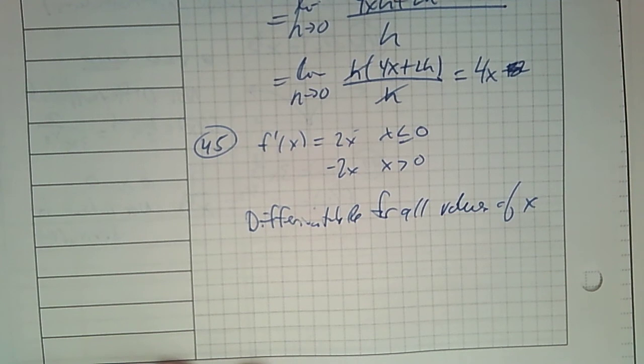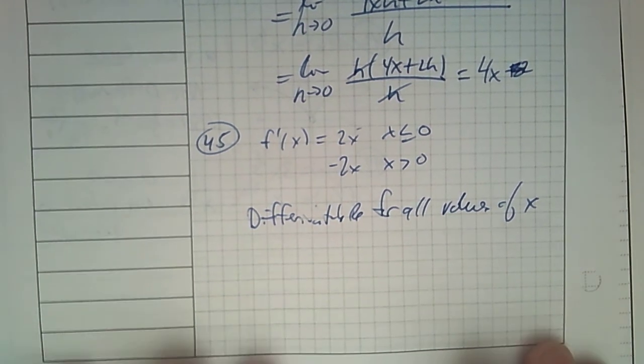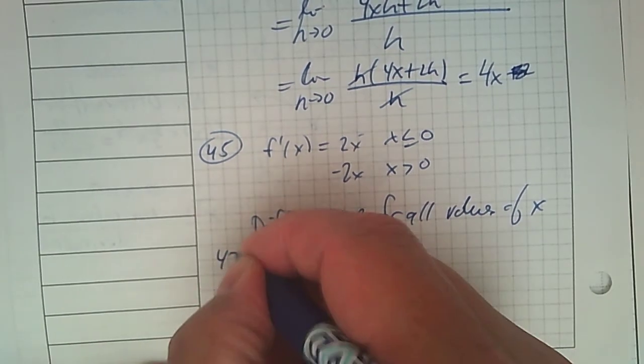So we went for a piecewise. Each piece is continuous. We plugged in 0, got the answer, took the derivative and plugged in 0. Same answer, all values of x. It's differentiable. So I already did 46.